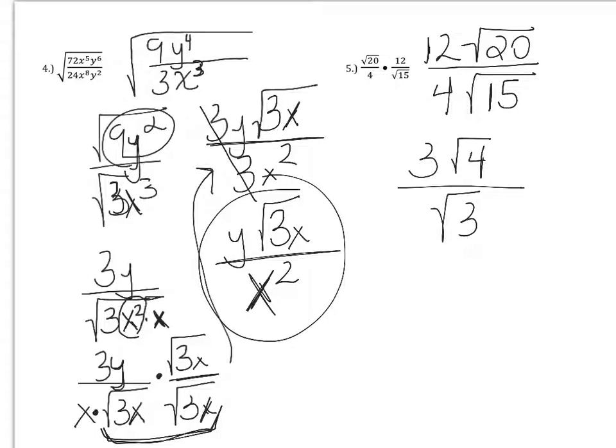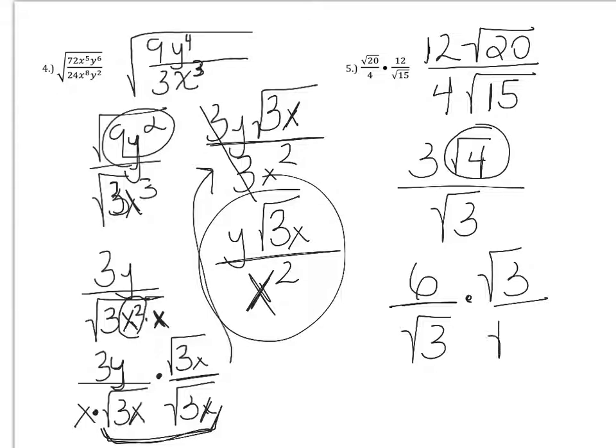Then I'm always going to look and see, do I have any radicals that I can fully simplify? And the answer is yes. The square root of 4 is 2. So on the top, I have 3 times 2, which is 6, over the square root of 3. And so now I'm going to multiply the top and the bottom by the square root of 3 to get rid of the radical. Now, if you did this earlier, that's probably fine, but then you're going to have a radical on the top to simplify further.